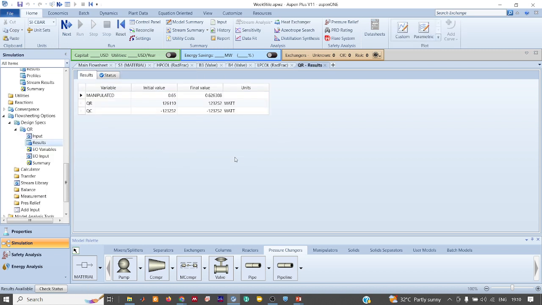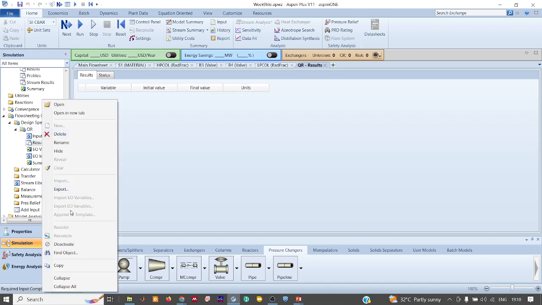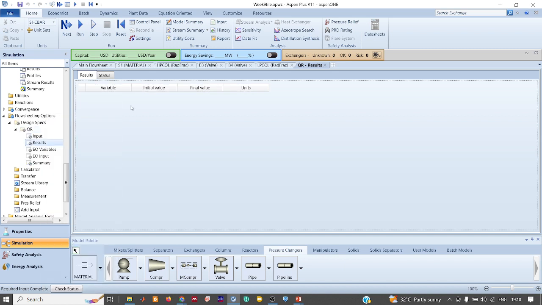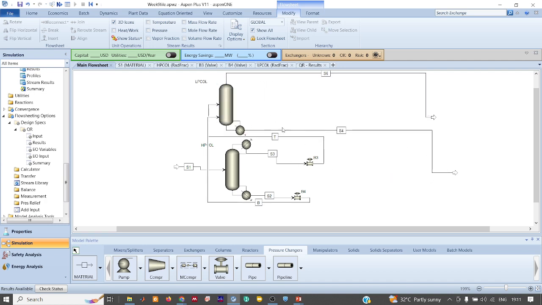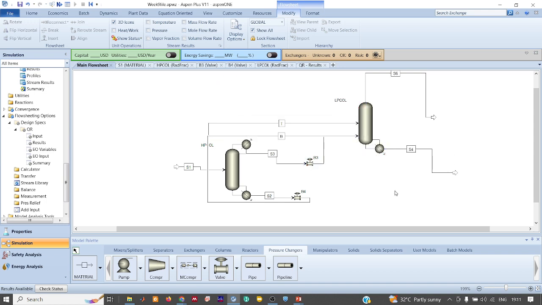Fine. So we have some results. So the value is 0.62. Let me just reconcile them. Deactivate this design spec so that I'll have a proper simulation. That's all. So which means these two things are thermally connected. As you see, the duty of condenser and the reboiler are the same. So these two can be thermally integrated.